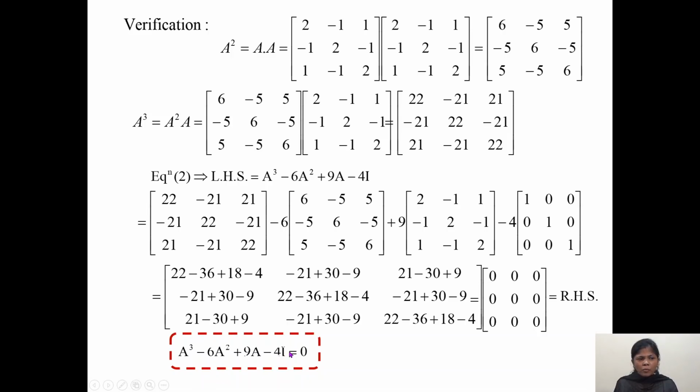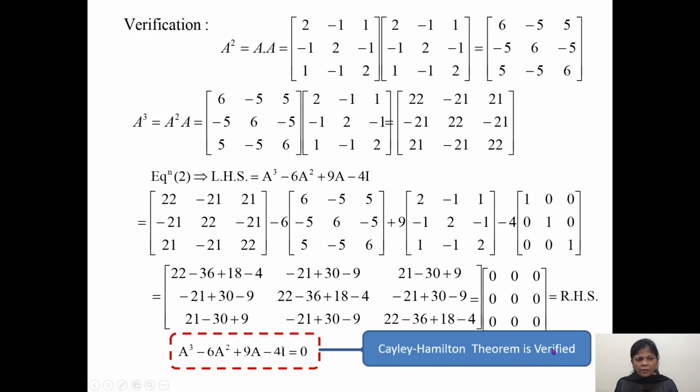So therefore, what we have seen is that in a characteristic equation, if we replace lambda by A, I am getting the right hand side. So therefore, the Cayley-Hamilton theorem is verified. So with this, we are through the first task of this example, that is the verification of Cayley-Hamilton theorem. Now let us move to the next part of this example, that is to find A inverse.